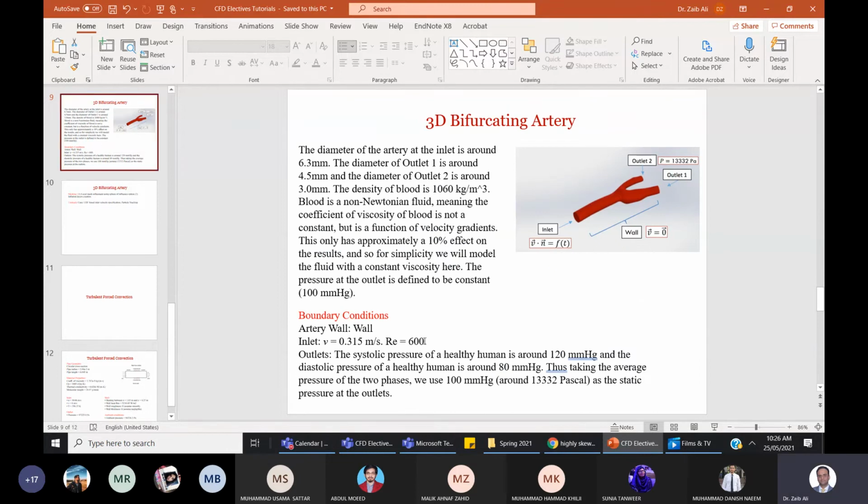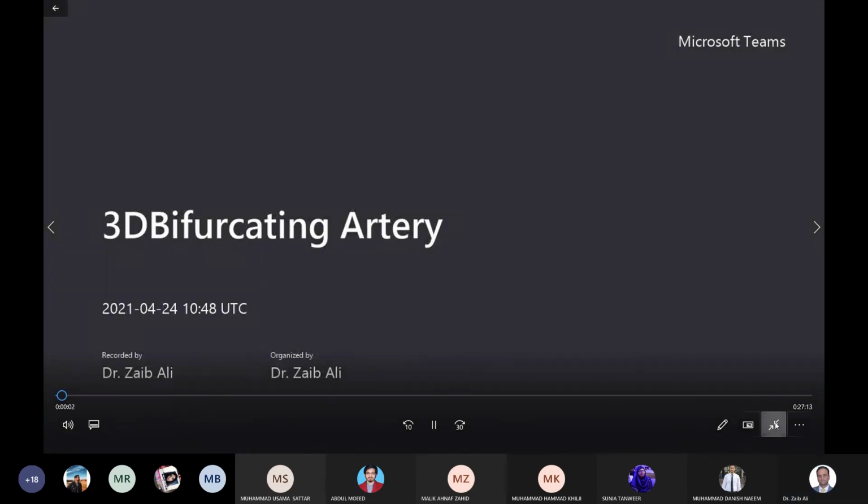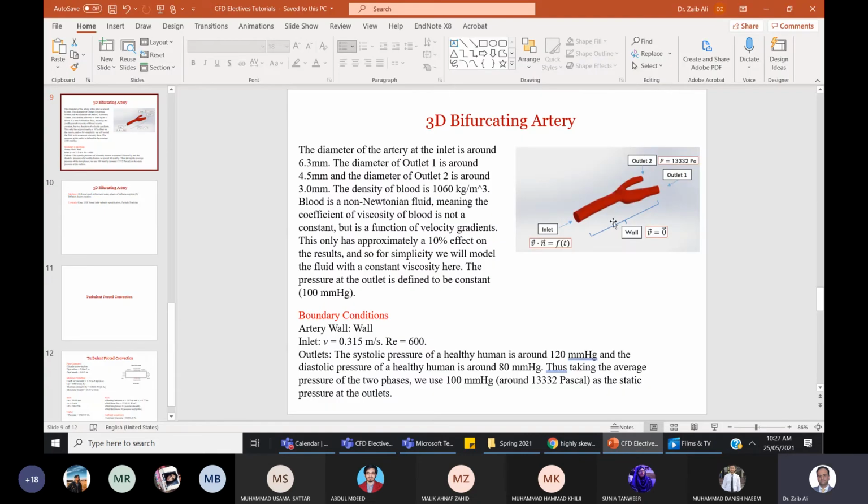Okay, the next tutorial is about flow in a 3D artery. So it's a biomedical application. Here we have blood coming in. This is the inlet, and then it bifurcates. So this has two branches, outlet 1 and outlet 2, and certain wall conditions and outlet conditions are prescribed, such as outlet pressure, etc.